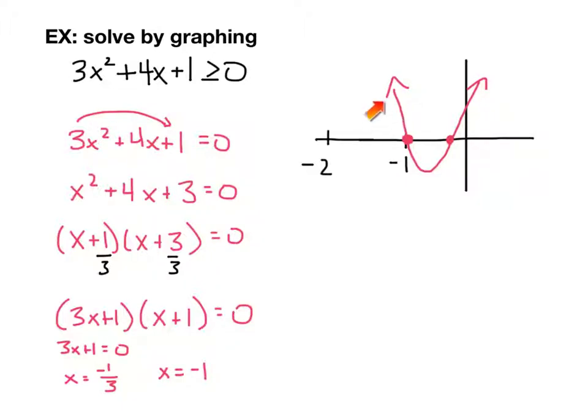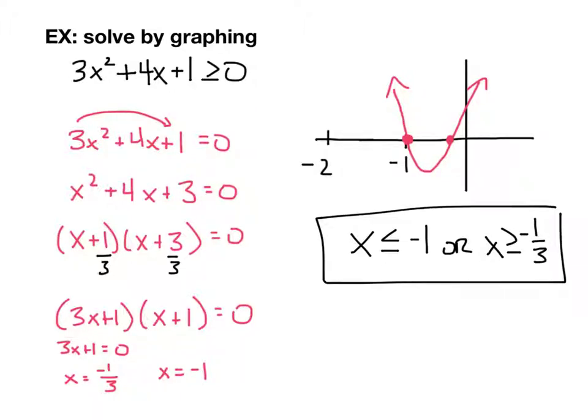In these little arms right here, these are both above the x-axis, and these go forever to the left and forever to the right. So it's a split situation. This is an OR. So it's all of the x's that are less than or equal to -1, or the x's that are greater than or equal to -1/3. And that's the solution to that inequality.